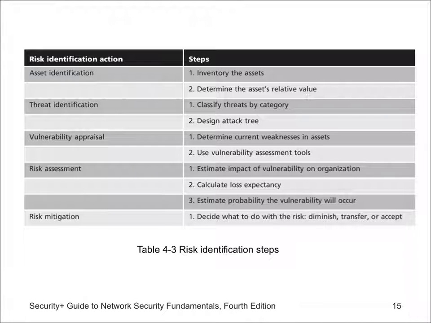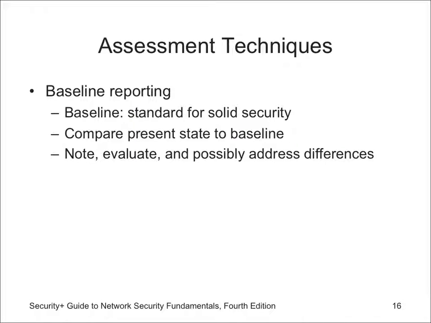So the steps of identifying risk are these. First is step 1, or the top, is basically asset identification, where you inventory assets, determine value, threat, categorize those threats, design an attack tree. Appraisal is what weaknesses you have, and use some type of assessment tool, like we'll use on Thursday. And then risk assessment, estimate impact of vulnerability, calculate loss, whether it be one time or yearly. And then mitigation, are you going to diminish it, or transfer it, or accept it?